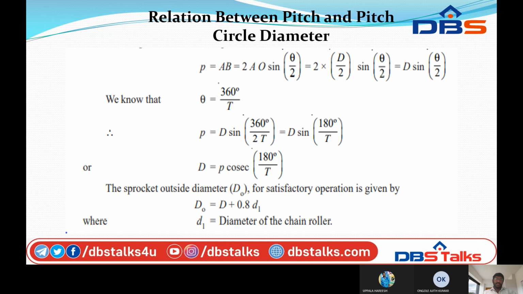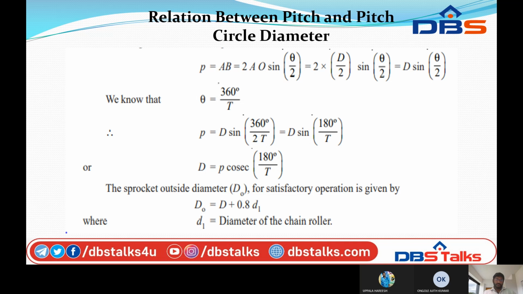So the relation between the pitch and the pitch circle diameter. P is equal to AB, that is equal to 2 into AO sin theta by 2, that is equal to 2 into D by 2 into sin theta by 2, that is equal to D sin theta by 2. We know that theta is equal to 360 divided by T. Therefore, P is equal to D sin of 360 by 2T, that is equal to D sin of 180 degrees by T, or D is equal to P cosec 180 degrees by T.